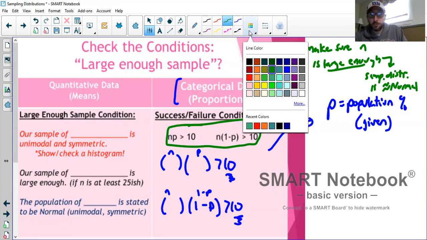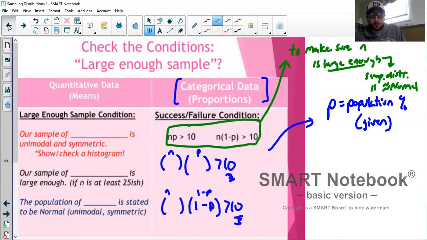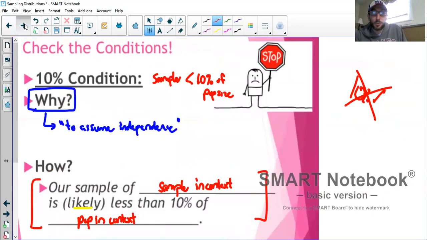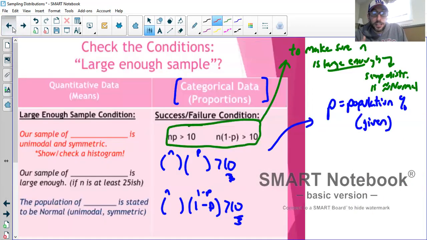Now, if we have a sampling distribution for means, which I think I did in red, then we have to check that our sample is large enough differently. As I mentioned earlier, we can't do N times P. So I just made some of you puke with all those screen changes. We can't check this condition in blue for means because there's no P. There's no percentage. We're not talking about proportions. We're talking about averages.